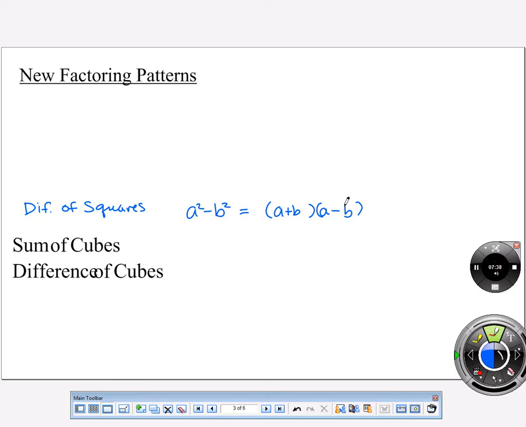Another is the perfect square pattern that we talked about when we were completing the square. If the first term squared and the last term squared, and the middle term fits the pattern that you know it's supposed to be, then you know it factors as a perfect square.